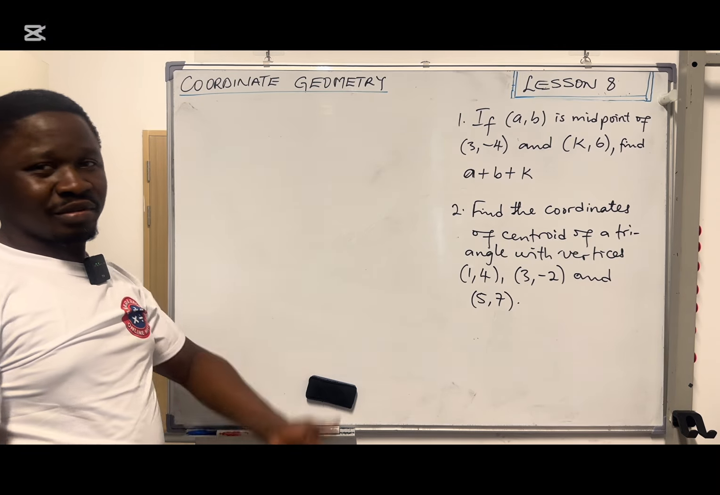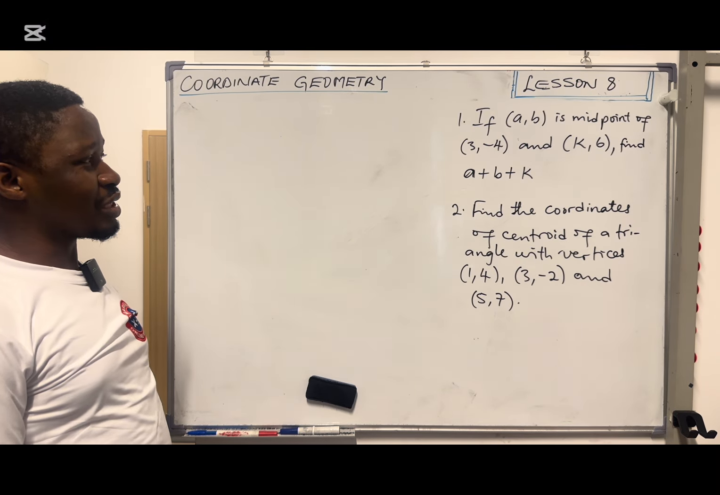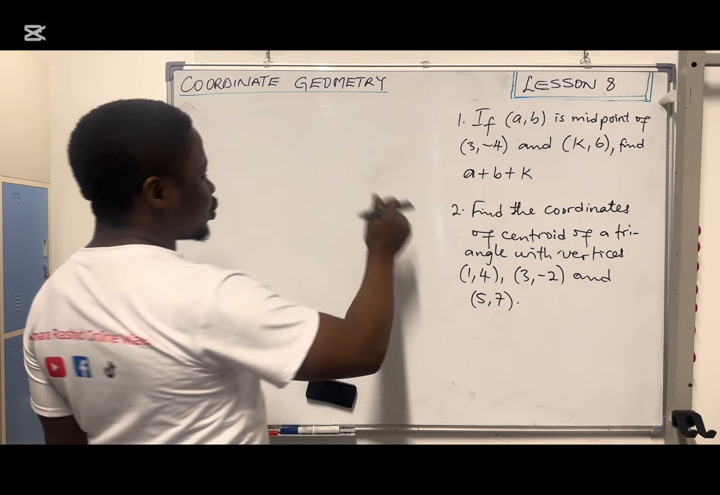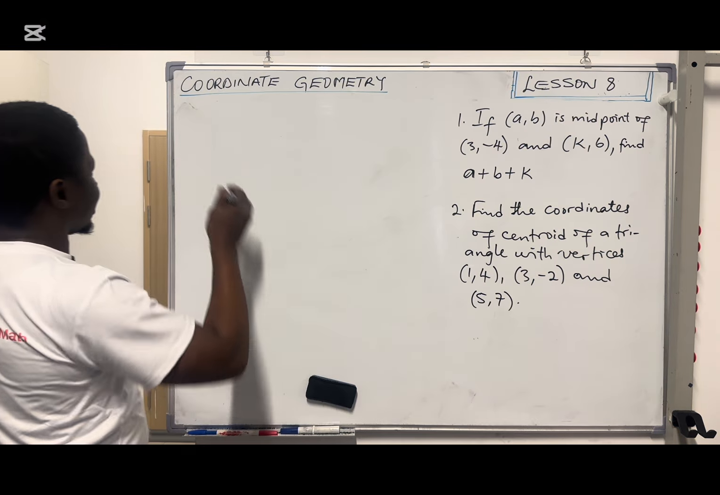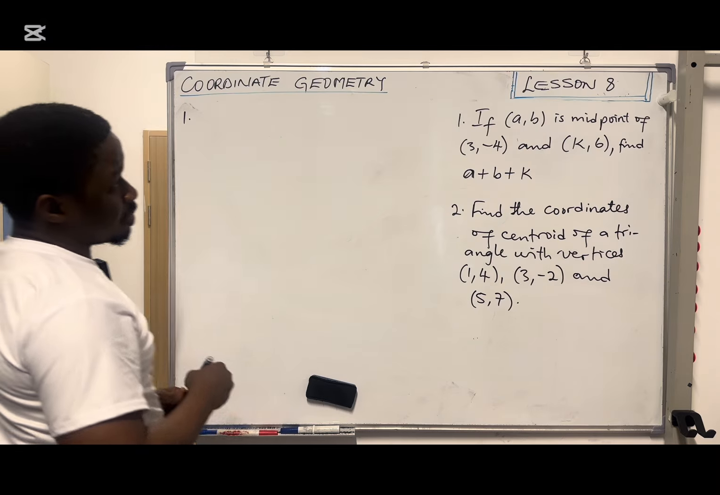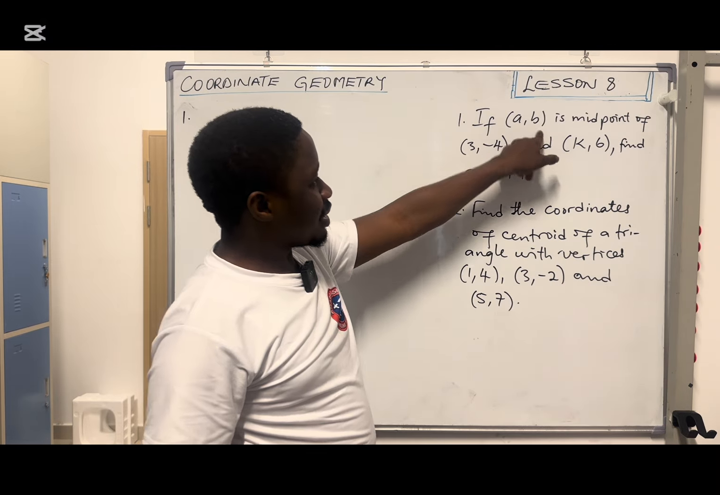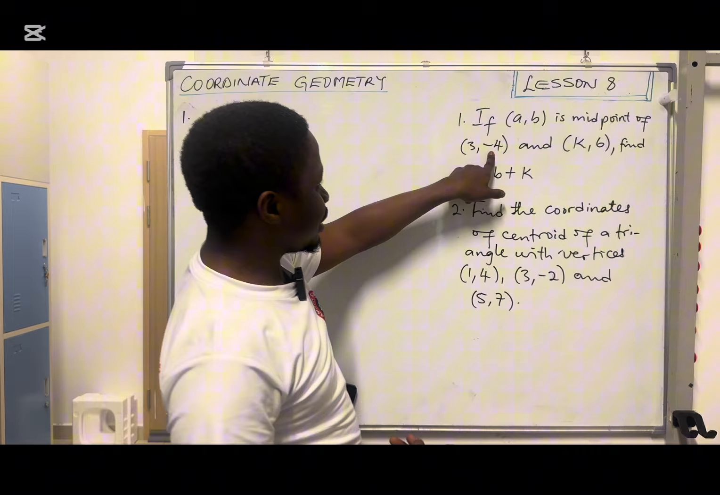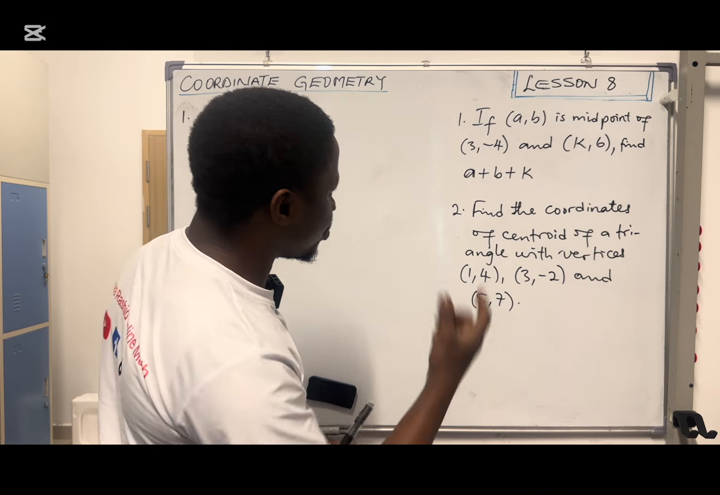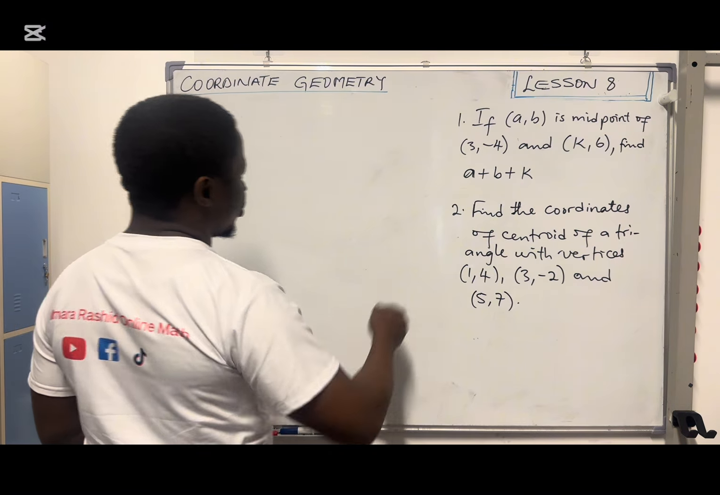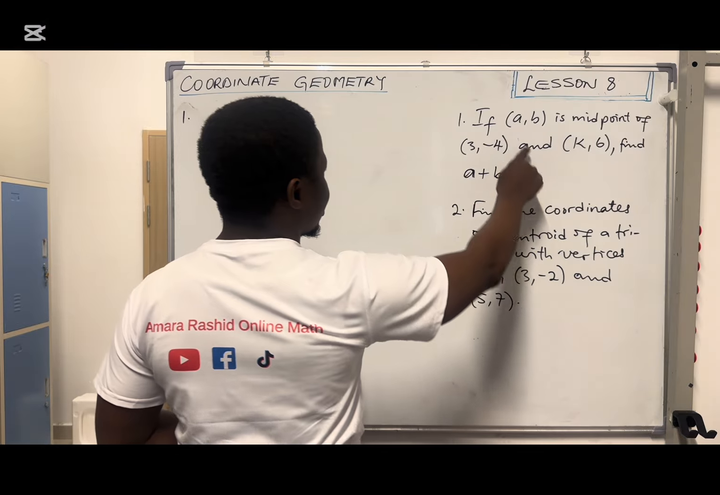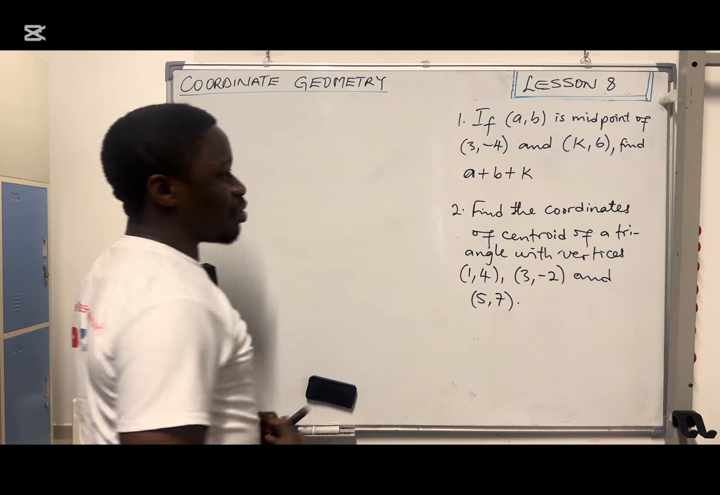So we have been dealing with straight line up to this time. Okay, we have two problems on the board. The first one says, if AB is a midpoint of this point and this point, there are 2 points. Which are the 2 points? This one and this one. But this point is the midpoint.